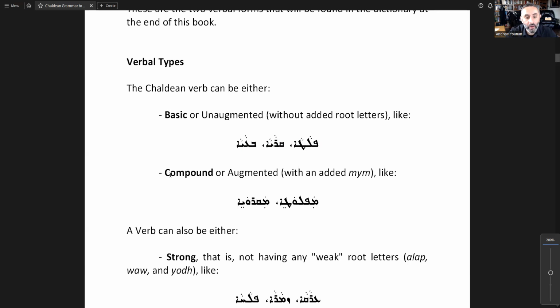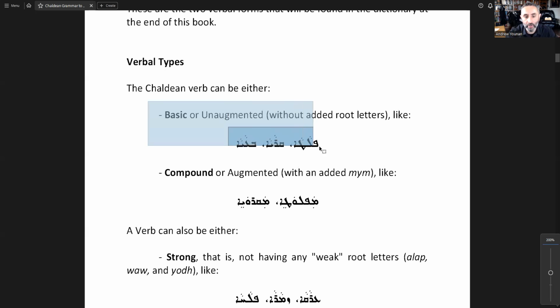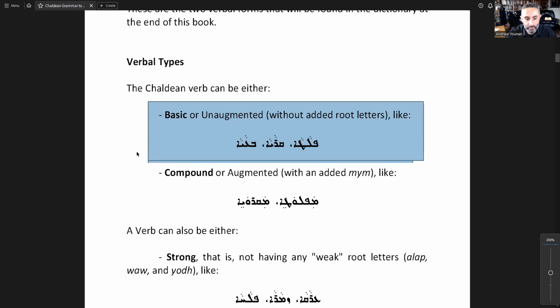Or you get compound or augmented verbs. A compound or augmented root has an added meme at the beginning of the root. So maplote, makroye. We are not going to touch these until a later chapter. I'll tell you when. We're not going to touch these until chapter 13. So do not worry about compound or augmented verbs. We'll get to them when we get to them, and they're not that hard. They basically follow the same pattern, but there's an added meme, and it acts a little bit differently. So don't worry about this right now. We're going to spend a good long time on unaugmented verbs in this book.